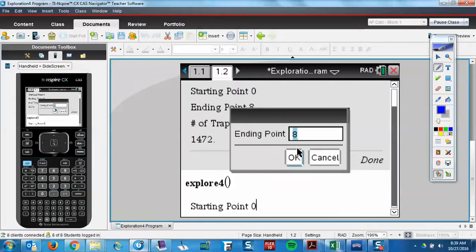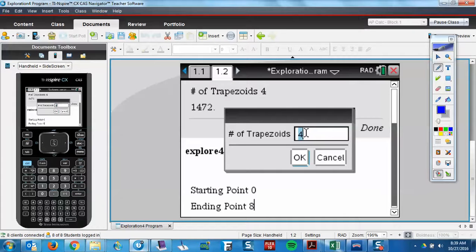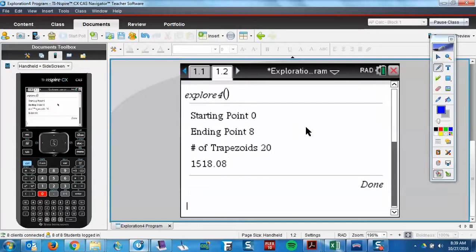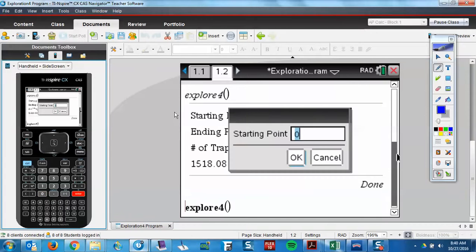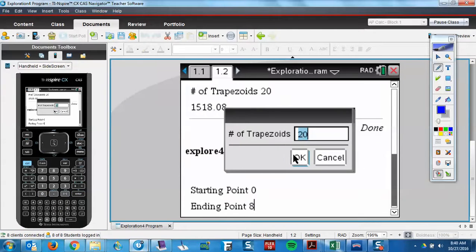So we want 0 starting point, 8 ending point, and this time let's type in 20. Okay? Now, if you could picture 20 trapezoids in your head, you get an idea of how much error would be there. You'd still be missing that little bit above where it's curved, but it wouldn't be as much because you have all these little narrow trapezoids. 1,518 right there. Okay, well, you know what we're going to do. Since the calculator does such a great job of this, what would 1,000 look like?